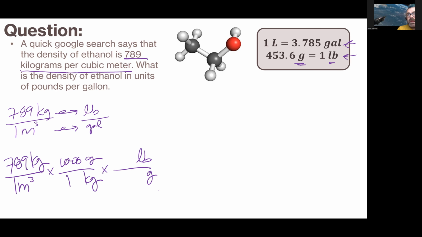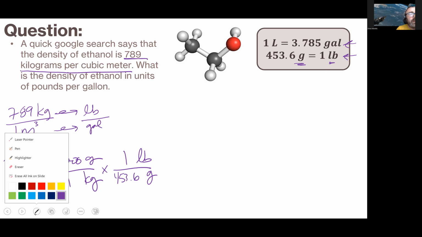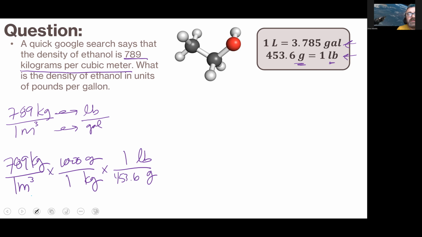All right. 1 kilogram is 1,000 grams. Okay. Then this conversion factor we were given is grams per pound. We want to get grams on the bottom so the grams cancel out. Okay. Here we're saying it's 453.6 grams is 1 pound. Cool. Now we're at pounds. Okay, that's good. We have pounds.